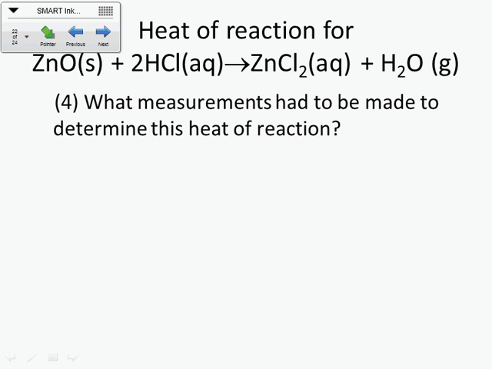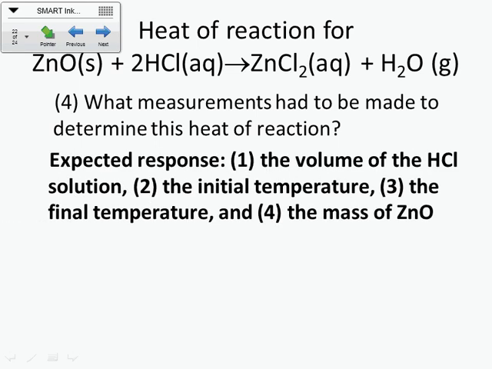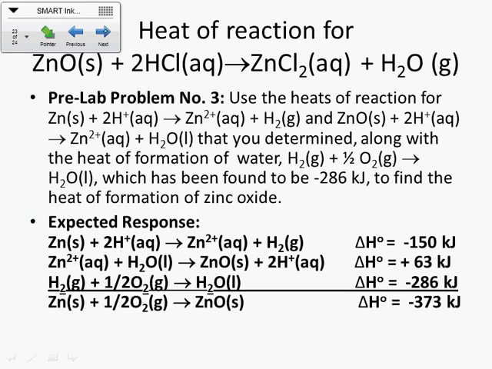Oh, measurements again. We got the same measurement question. Is it any different than the last one? No, same thing, okay? Slightly overkill here maybe. But again, the volume of the HCl solution, the initial temperature, the final temperature, and now the mass of the zinc oxide instead of the mass of the zinc. Okay, so here's where we're going to end up doing something a little different. This is the tricky part.